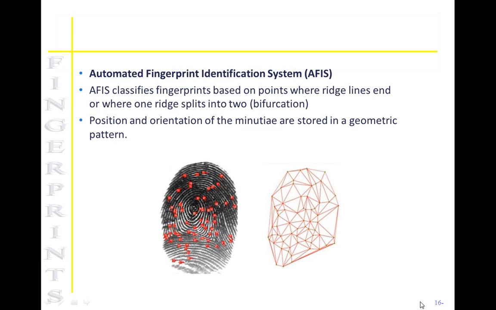In most instances, the automated fingerprint identification system, or AFIS, is used. This is a computerized system that classifies fingerprints based on points where ridge lines end or where one ridge splits into two. The position and orientation of the minutiae are stored in a geometric pattern.